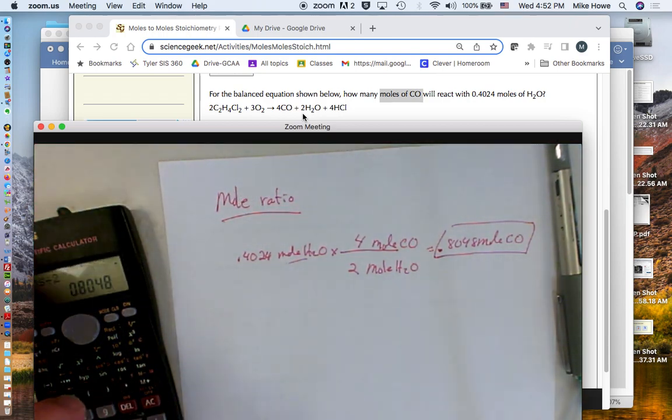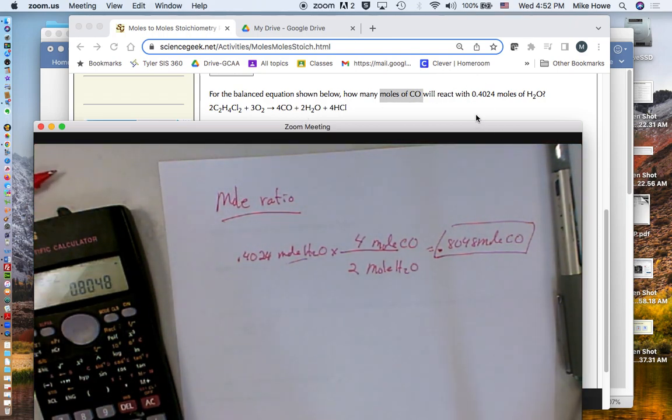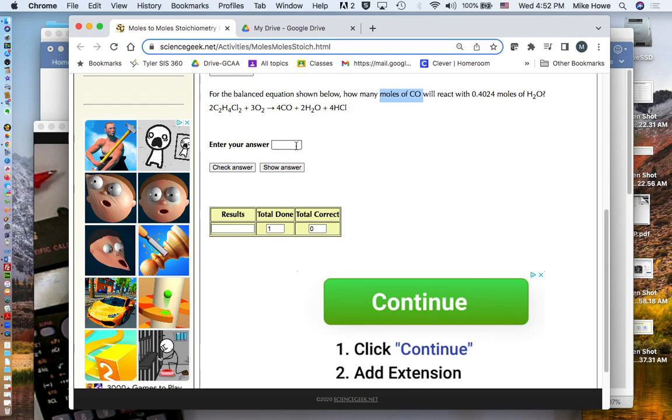All right, then on this problem set, you can type in the answer, 0.8048, and then check your answer, and it shows you that that answer is correct. So the total correct went from 0 to 1, so that you will know if you got them correctly finished or not.